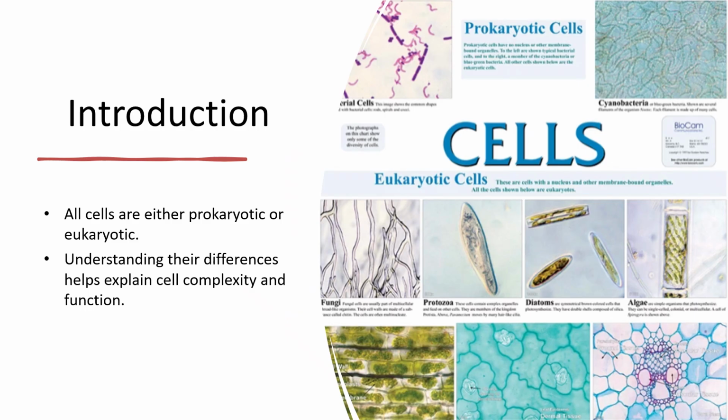Every living thing on Earth is made up of cells, but not all cells are created equal. The distinction between prokaryotic and eukaryotic cells helps biologists organize life based on complexity. These categories go beyond naming. They represent major differences in internal structure and capabilities.